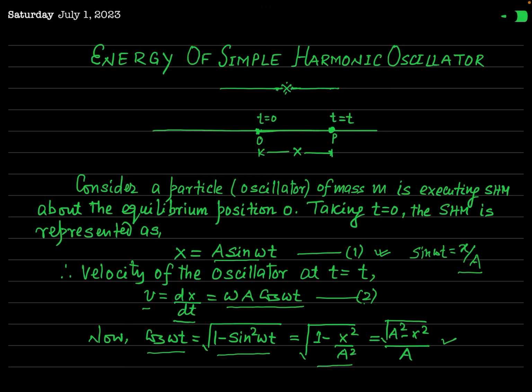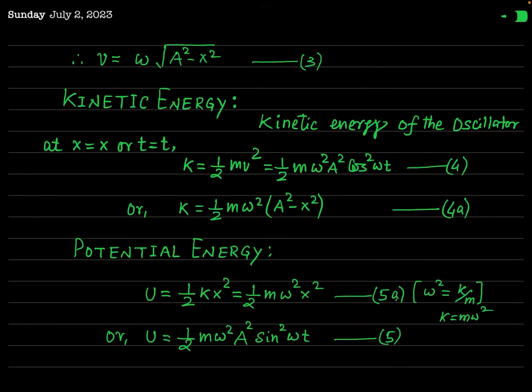Now, we will substitute this value of cos omega t in equation number 2, and then your result will be omega a times root over a square minus x square over a. So this a and this a will cancel out, and velocity will be simply omega times root over a square minus x square. Although we have already discussed these things in our previous lecture, you can see we have obtained that v is equal to this much.